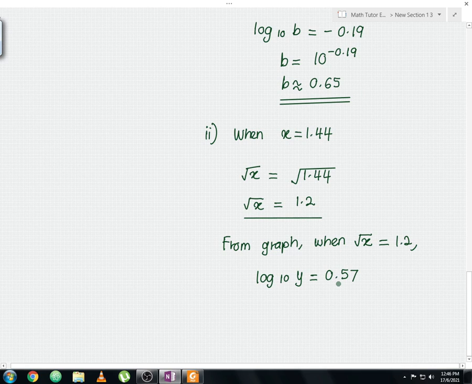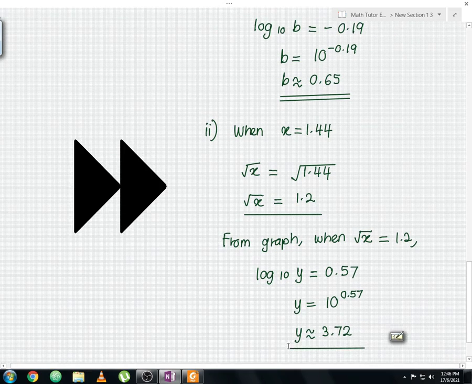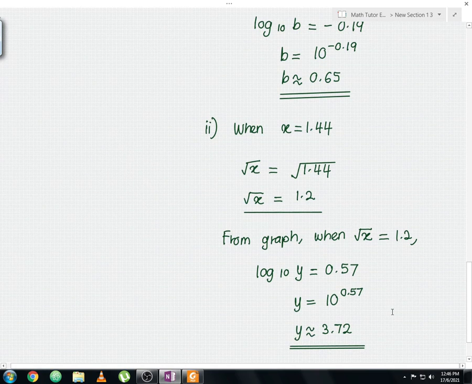The question asks you to find the y value. So in order to find the y value, what you should do, you should perform the anti-log. So from here y will be equal to 10 to the power of 0.57. So you calculate this, you should get your y approximately 3.72. So this is your final answer for the question B part 2, guys. Okay, let me underline the solution.